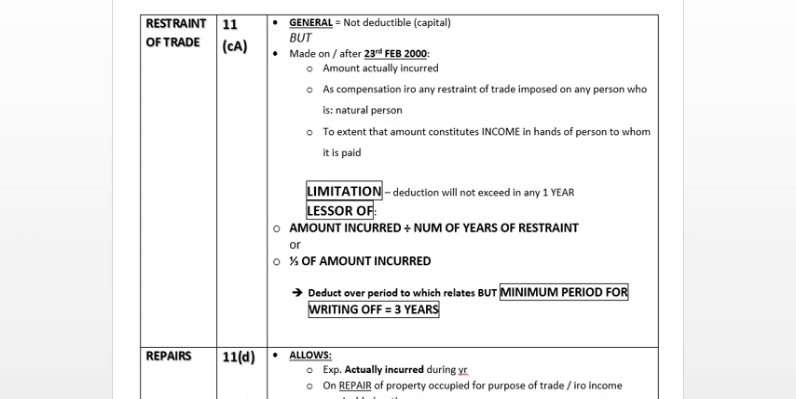But now this is an allowable deduction or specific deduction, and you need to determine which amount it is, and the amount is the actual amount incurred divided by the number of years of restraint, so divide by 5 years, or a third of the amount, whichever one is the least of these two. That is your allowable deduction.